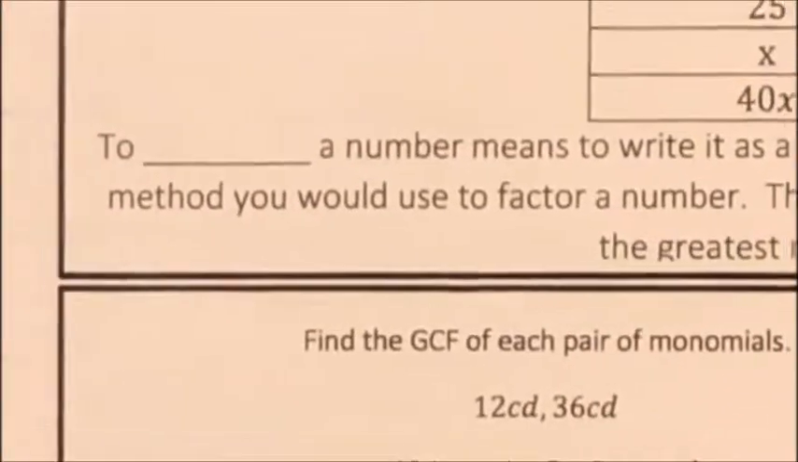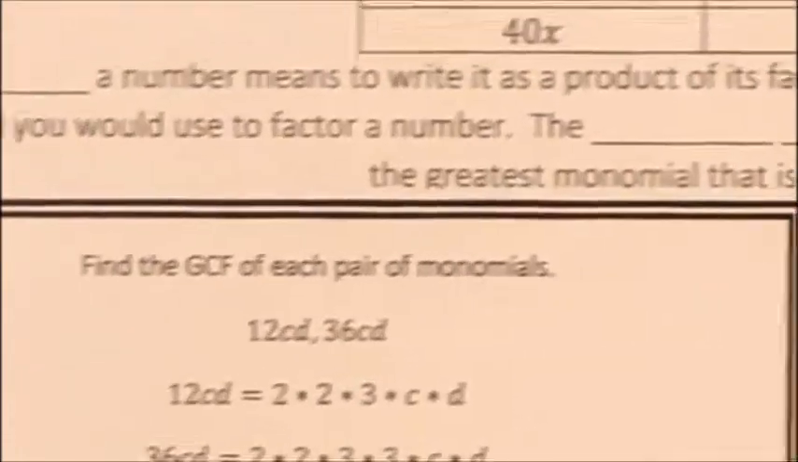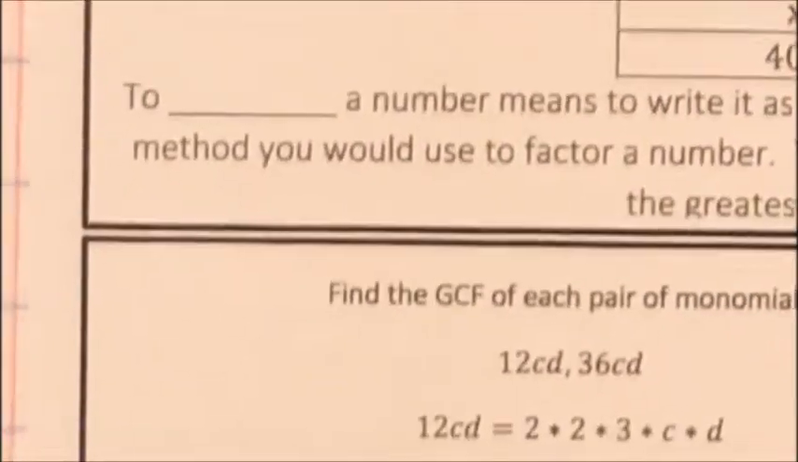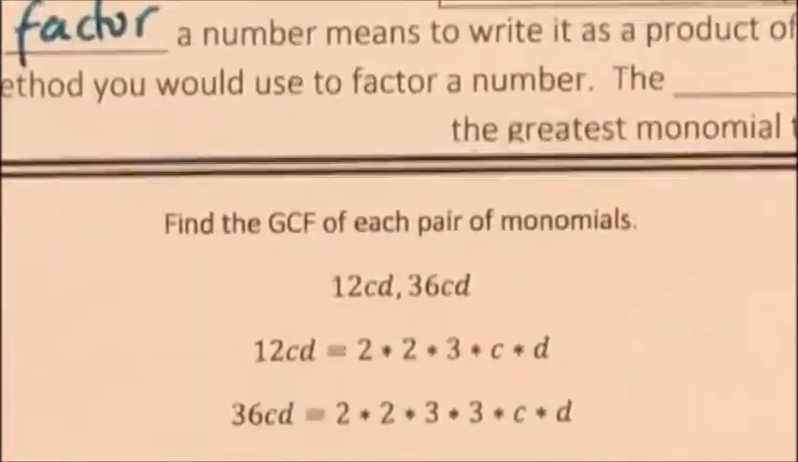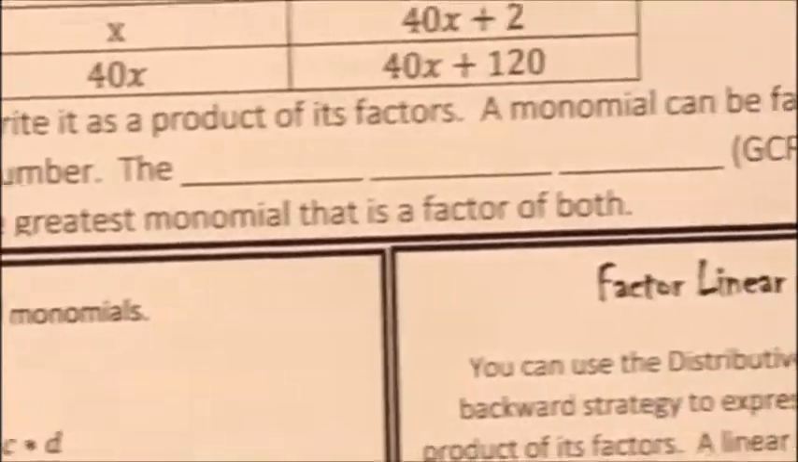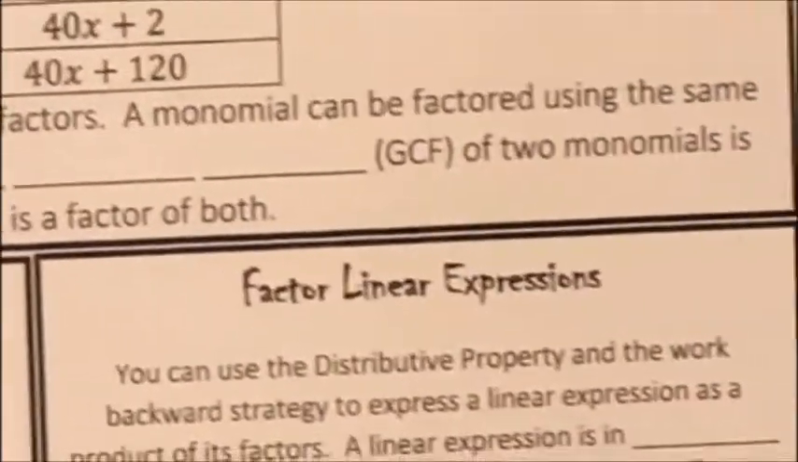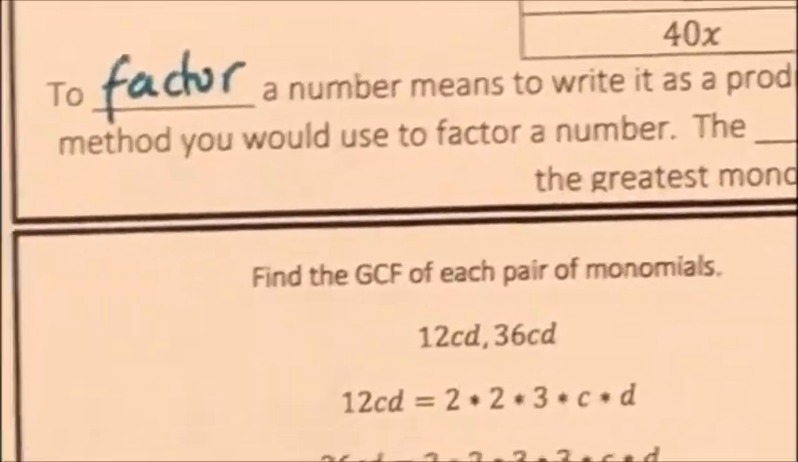So, to blank a number means to write it as a product of its factors. Okay, so in that first blank, you're going to write factor. So to factor a number means to write it as a product of its factors. A monomial can be factored using the same method you would use to factor a number.